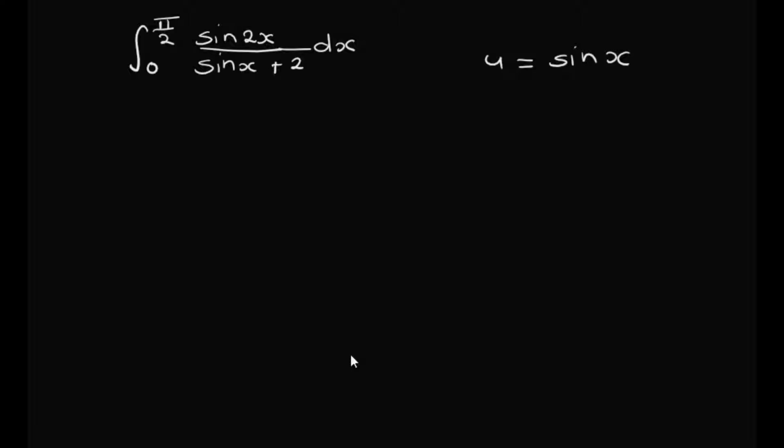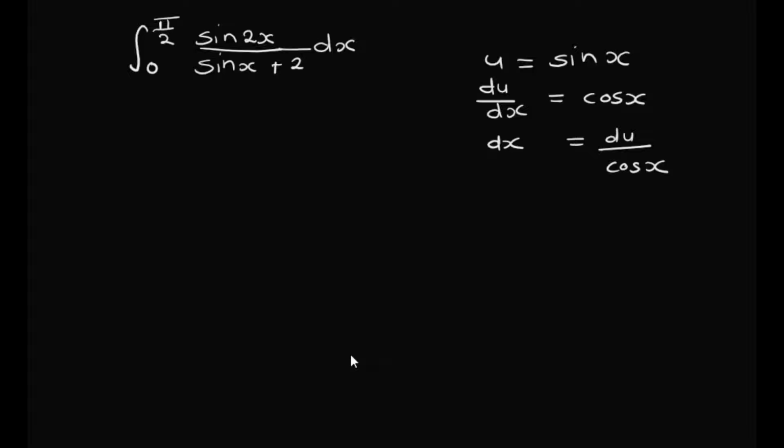Now we need to find dx. We need to convert dx and place it in the form of u. We can derive it from u is equal to sine x. So du over dx is equal to cos x, so dx is equal to du over cos x.